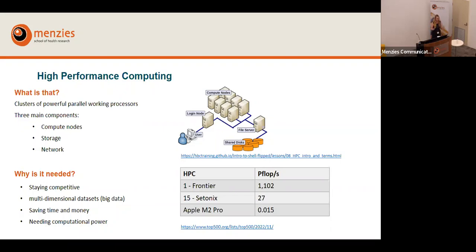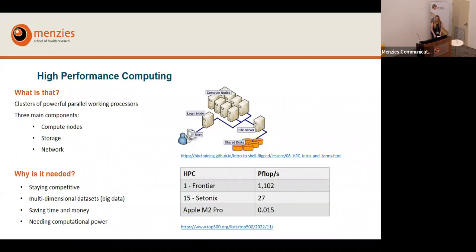That's crazy. Maybe also interesting for you is Australia's most powerful supercomputer, called Setonix, after the quokka, is only 27 petaflops in comparison to that. And Apple has just released the newest M2 Pros. They're sitting at around 0.015, so quite a big difference.